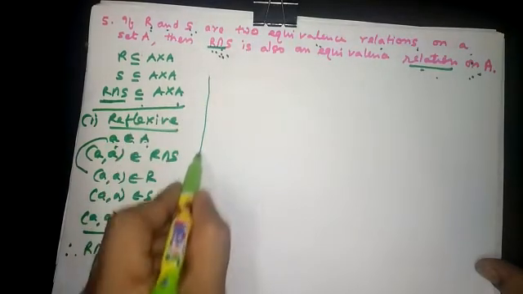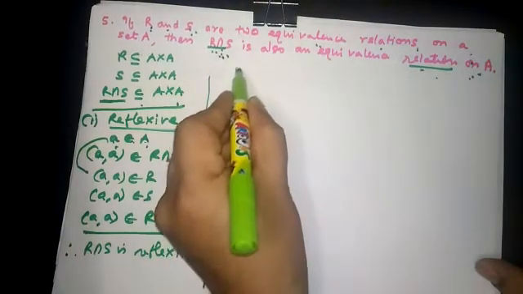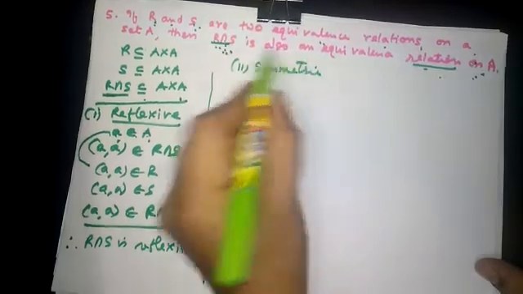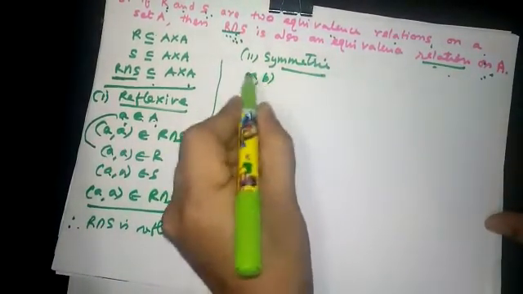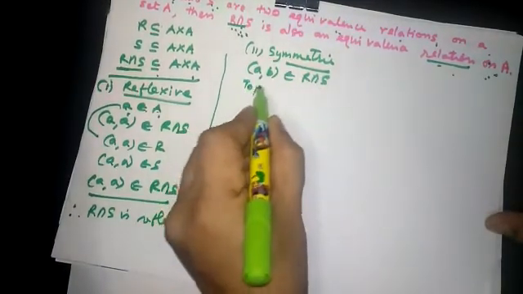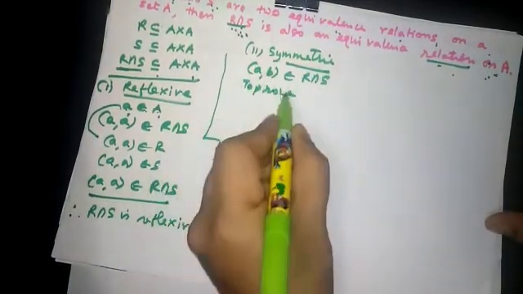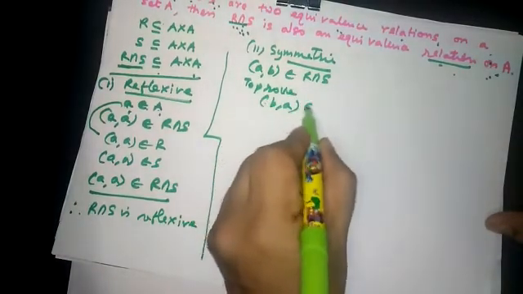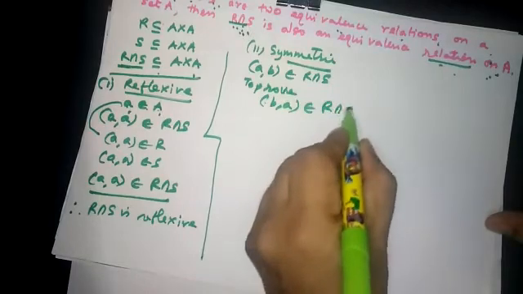Correct? Next, symmetric. To prove that R intersection S is symmetric, for (a, b) belongs to R intersection S, we have to prove that (b, a) also belongs to R intersection S.